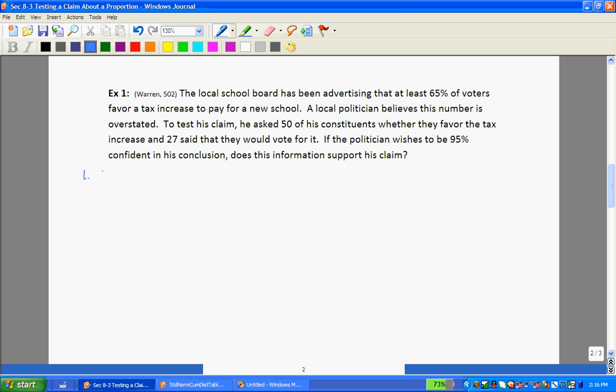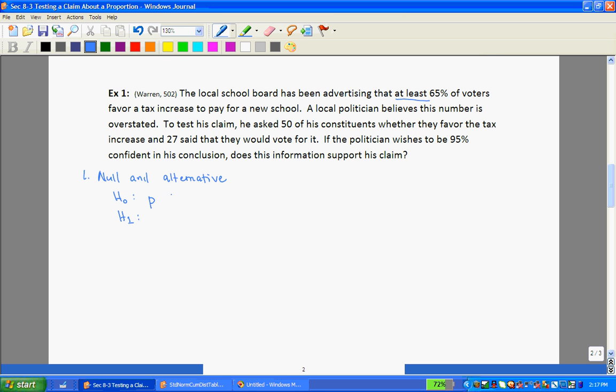And the first step is to state the null and alternative hypothesis. Well, for the null, what we're saying is that notice we have these words here, at least. So that means 65% is the minimum amount of voters that the school board believes is going to vote in favor of the tax increase.